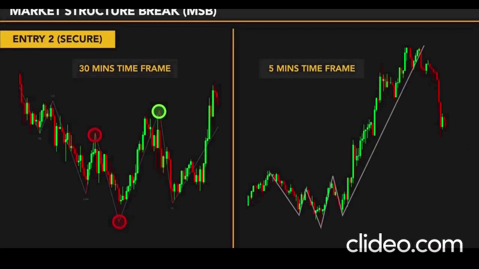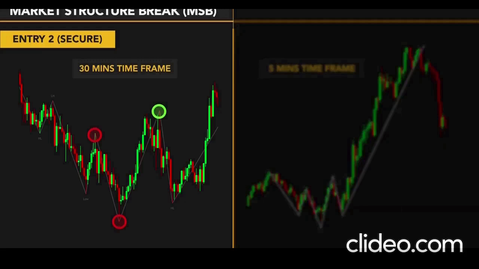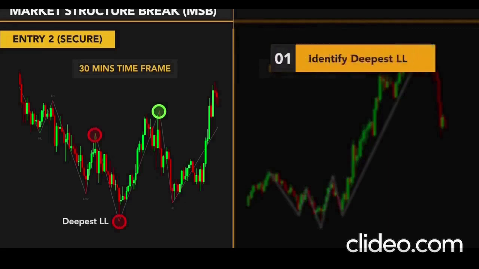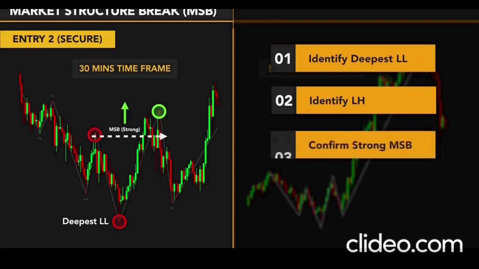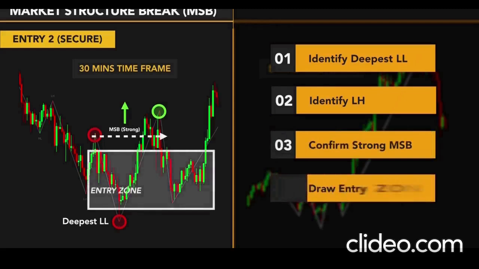Let's see an example. Right now we are looking at the same ticker. On the left, we are looking at the 30 minutes time frame, confirming our market structure break strategy. 1. Identify the deepest lower low. 2. Identify the lower high that creates the deepest lower low. 3. Confirm a strong market structure break. 4. Draw your entry zone between the lower high and the deepest lower low.